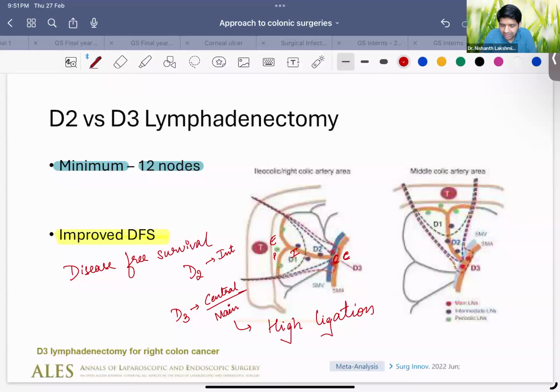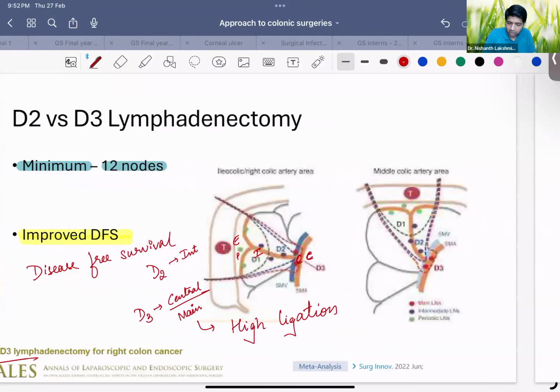But the risk is, please note, forget about the inferior mesenteric artery. That is pretty easy to tackle. The superior mesenteric artery is a major blood vessel which supplies the small intestine. While trying to handle that, if you traumatize the superior mesenteric artery, there is no coming back. It is a major blunder. So that is why some people are a bit worried to do a D3 lymphadenectomy. But now what they do suggest is to do a D3 lymphadenectomy. That is the best because it improves the disease-free survival of the patient.